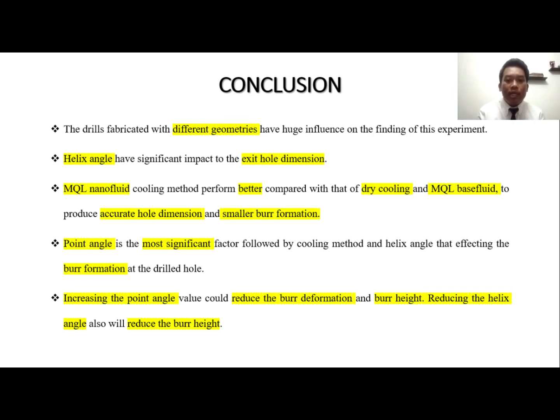Next point is that point angle is the most significant factor, followed by cooling method, then helix angle, affecting the burr formation at the drill hole. Finally, increasing point angle will reduce the burr formation and also the burr height, and reducing the helix angle will produce smaller burr height on the exit hole of the drill hole.